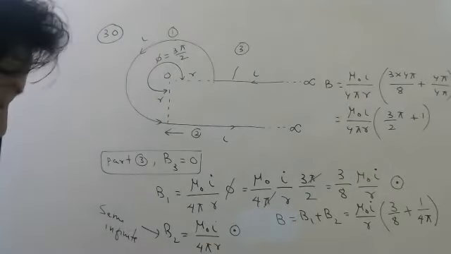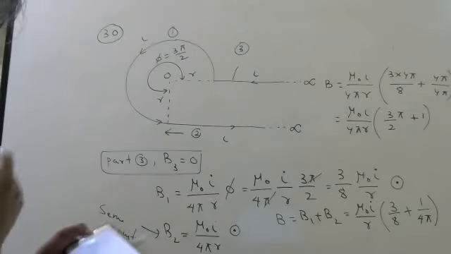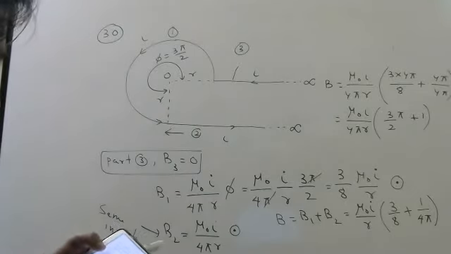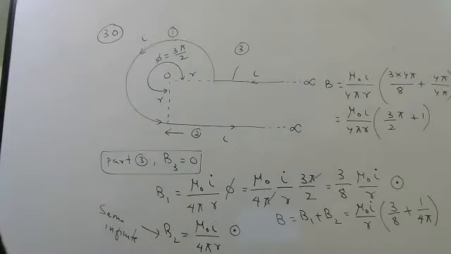Okay, which option? Mu naught I by 4 pi R, 3 pi by 2 plus 1. Option A.